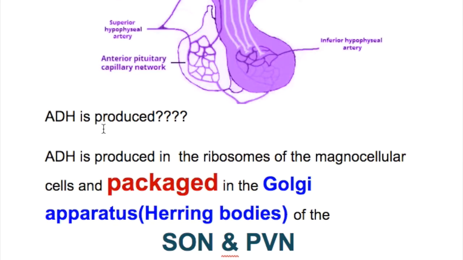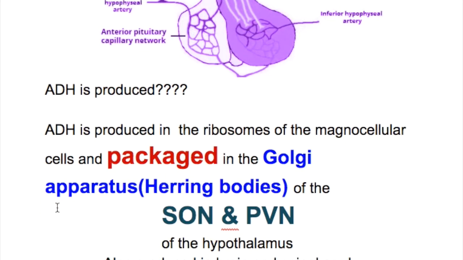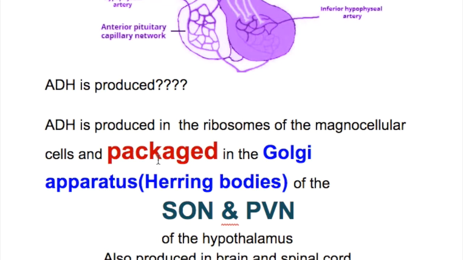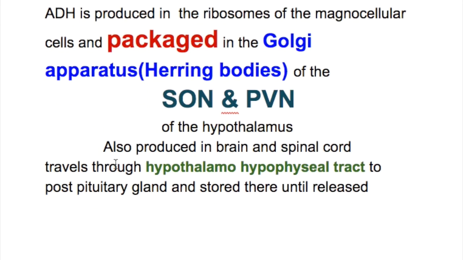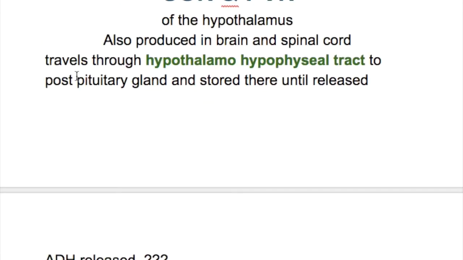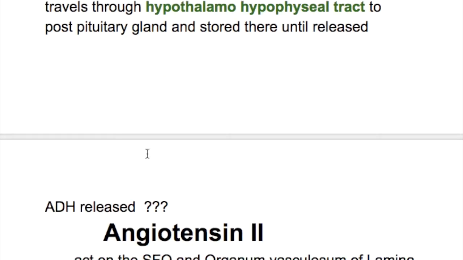Where is ADH produced? ADH is produced in the ribosomes of the magnocellular cells and packaged in the Golgi apparatus, or Herring bodies, of the supraoptic and paraventricular nuclei of the hypothalamus. It is also produced in the brain and spinal cord. So how does it go to the posterior pituitary? It travels through the hypothalamo-hypophyseal tract to reach the posterior pituitary gland and is stored there until released.